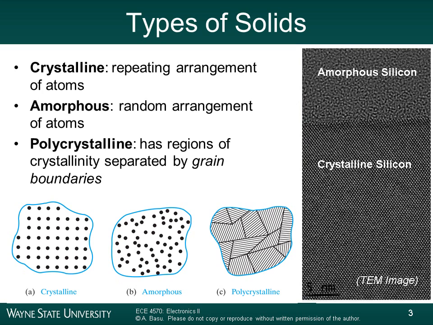This is not really my area of expertise, but what it allows you to do is get very high-resolution images where you can actually see down to the atomic scale. So these dots that you see here are actually individual atoms.